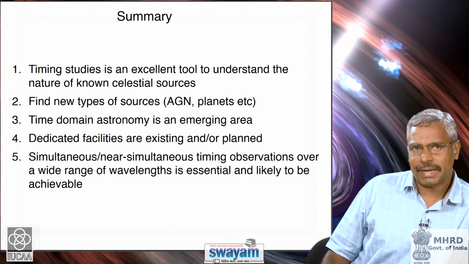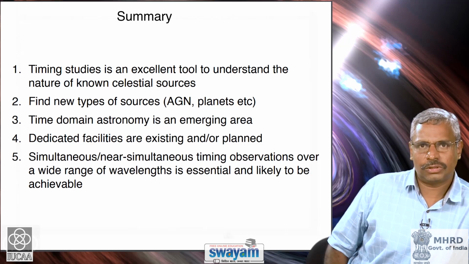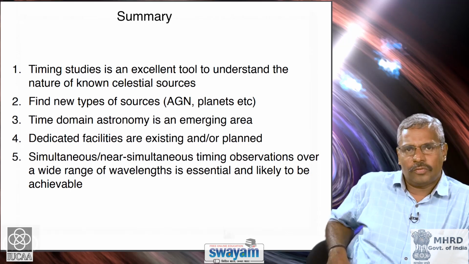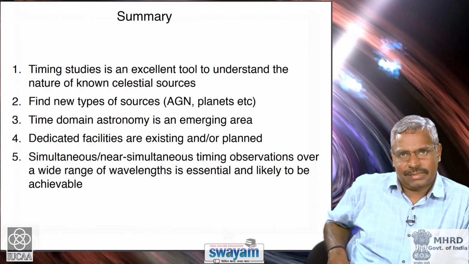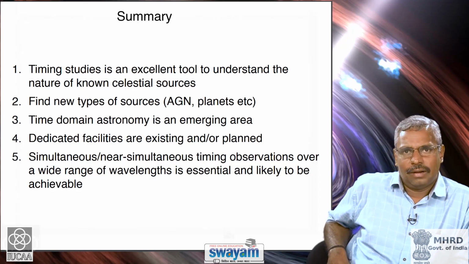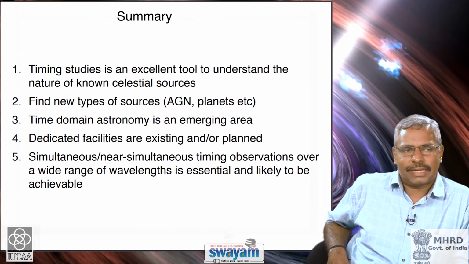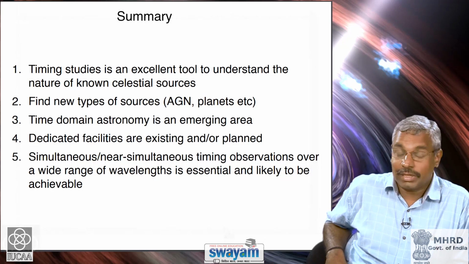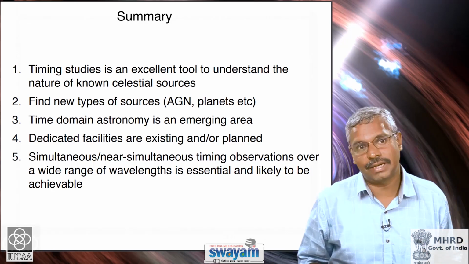To summarize, I would say timing studies is an excellent tool to understand the nature of unknown celestial sources, and to find new types of sources such as AGN, planets. Time domain astronomy is an emerging area. Dedicated facilities are already existing and are planned. Simultaneous or near simultaneous timing observations over a wide range of wavelengths is essential and likely to be achievable. This will give a major breakthrough in understanding the nature of sources.